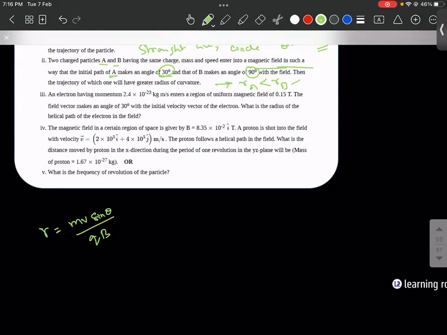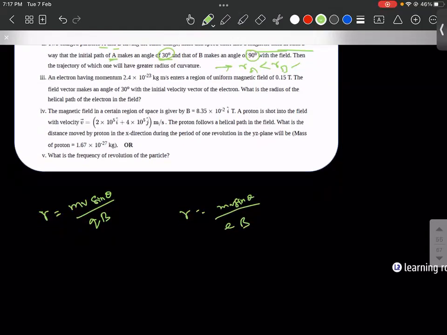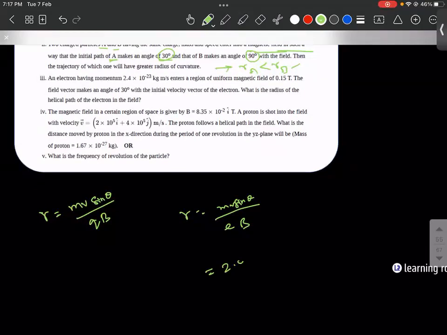Third, an electron having a momentum of 2.4 into 10 power minus 23 kilogram meter per second enters a region of magnetic field of 0.15 Tesla. The field vector makes an angle 30 degree with the initial velocity vector of the electron. What is the radius of the helical path? So R is equal to mv sine theta divided by e into B. So momentum is given, 2.4 into 10 power minus 23. Sine theta is how much? Half.